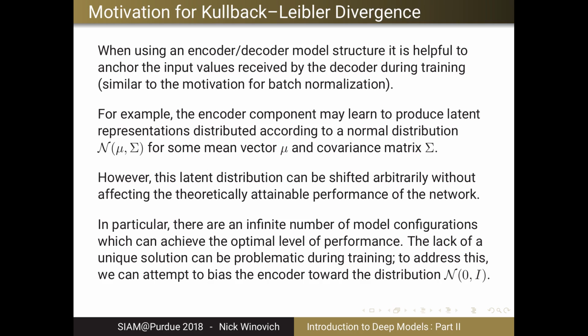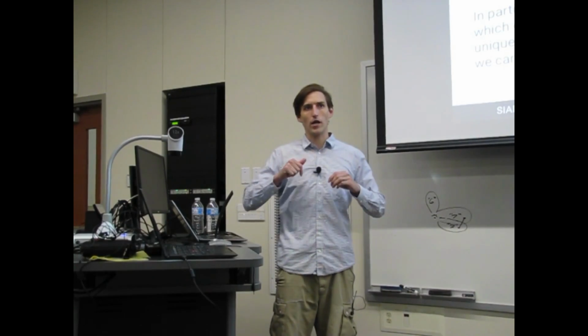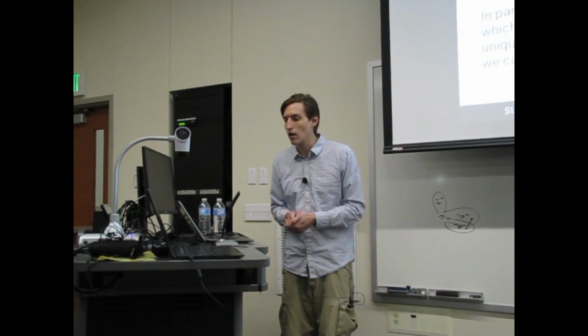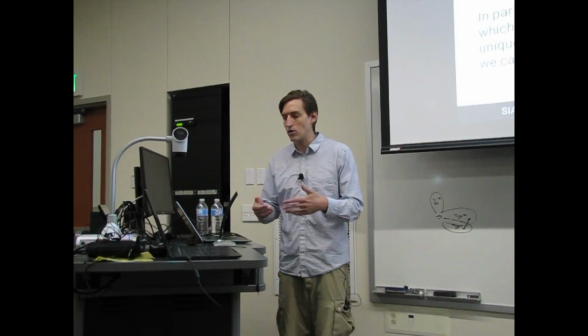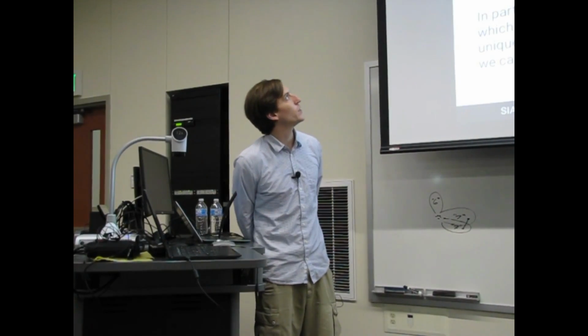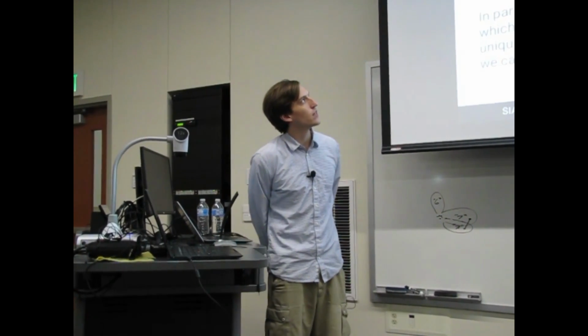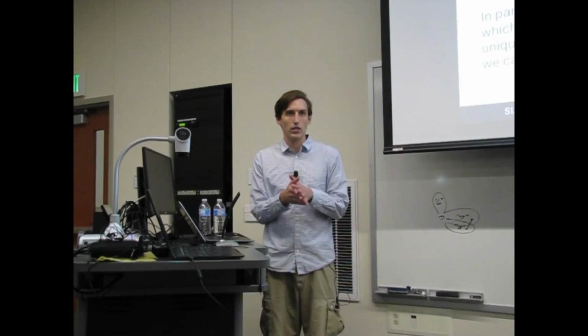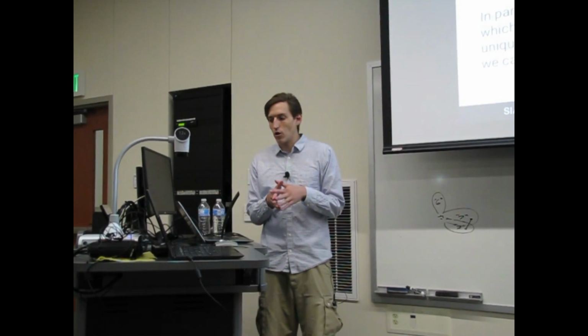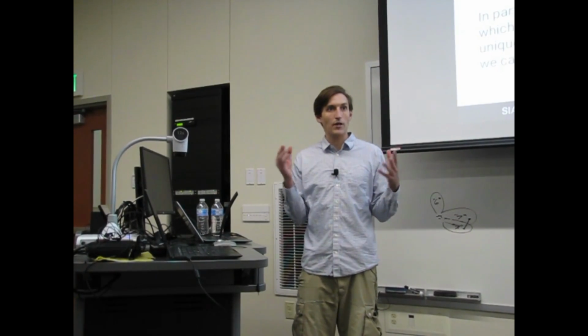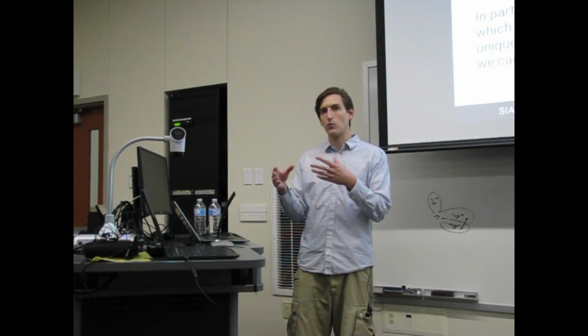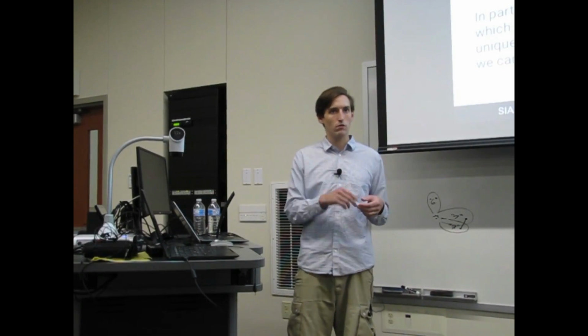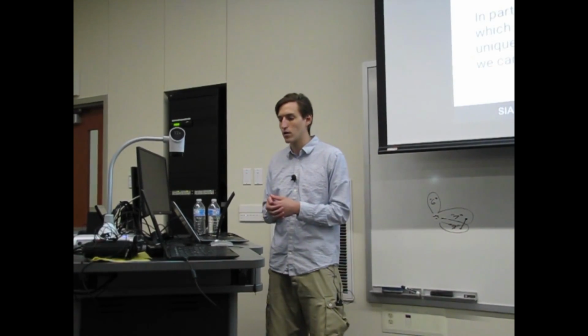So the probability theory underlying this also requires this Kullback-Leibler divergence, but I just wanted to motivate heuristically why it makes sense to use. The understanding that I have, or the intuition, is that when you're using these encoder-decoder models, it's helpful to anchor your position in the latent space. So for instance, it's natural to assume that your encoded representations lie in some normal distribution. In particular, we'll assume that for variational autoencoders.